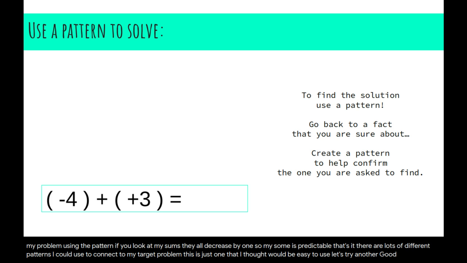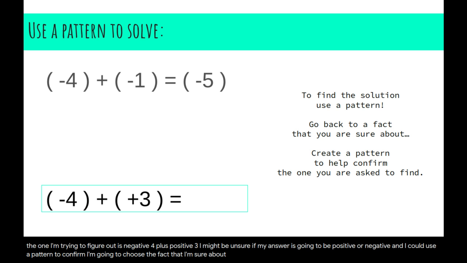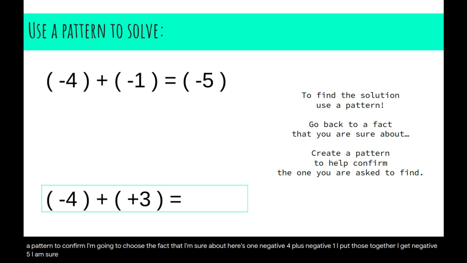My target problem, or the one I'm trying to figure out, is negative 4 plus positive 3. I might be unsure if my answer is going to be positive or negative, and I could use a pattern to confirm. I'm going to choose a fact that I'm sure about. Here's one. Negative 4 plus negative 1. I put those together, I get negative 5. I am sure about that.